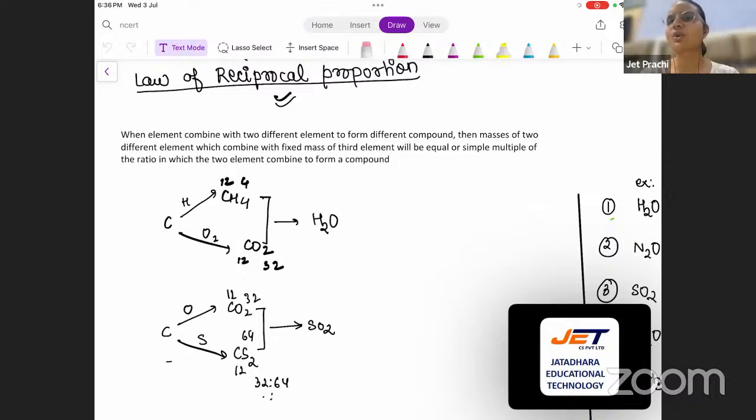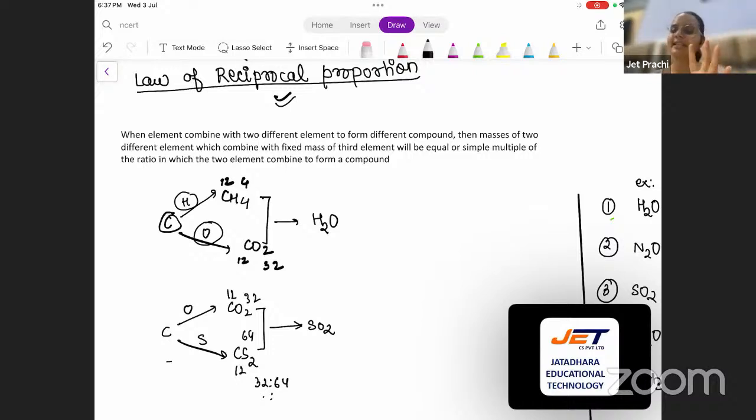So yesterday we started with the law of reciprocal proportion. In that law, what we learned, in simple language, is that if there is a common element, and it is forming a compound with two different elements. So here I have two different elements, which are hydrogen and oxygen.